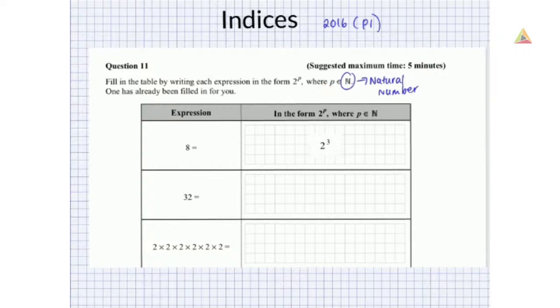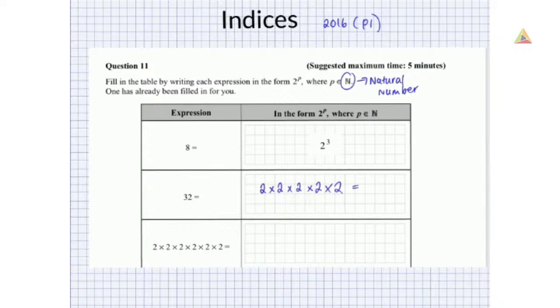So we'll go on to the second one. 32, how would you write 32 in terms of 2 to the power of something? You really need to use your calculator here, but if you multiplied 2 by 2, that will give you 4, so that's not going to work. 2 by 2 by 2 will give you 8, so that's not going to work. What about 2 by 2 by 2 by 2? That's not going to work either, because 2 to the power of 4 gives you 16. But what if we added another 2 there? 2 by 2 is 4, 4 by 2 is 8, 8 by 2 is 16, 16 by 2 is 32. So that will work.